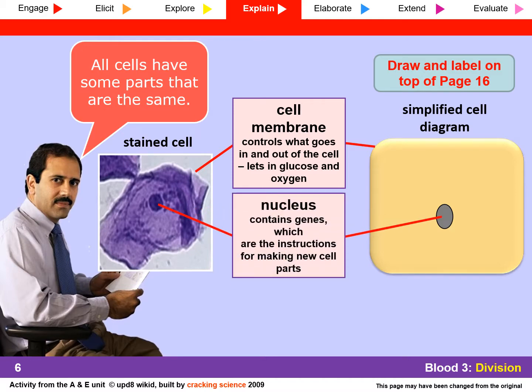In the middle, there should normally be a fairly large, easy to see nucleus, which contains all the DNA and all of the genes that are the instructions for keeping the cell healthy and for how to make a new cell when it does division.